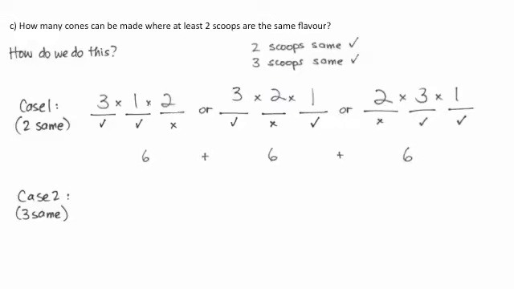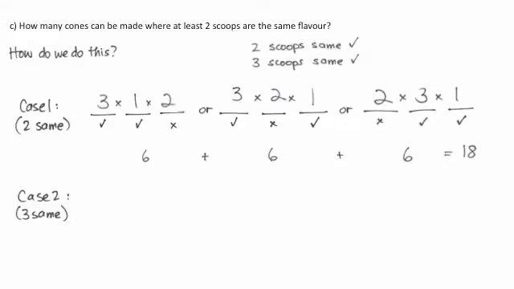So how many does this give us? Well, we'd have 6 for each, and because these are mutually exclusive, you can't have top and bottom being the same when the top and the middle are the same. They can't happen at the same time. We'd have a total of 18 different cones where 2 scoops are the same.